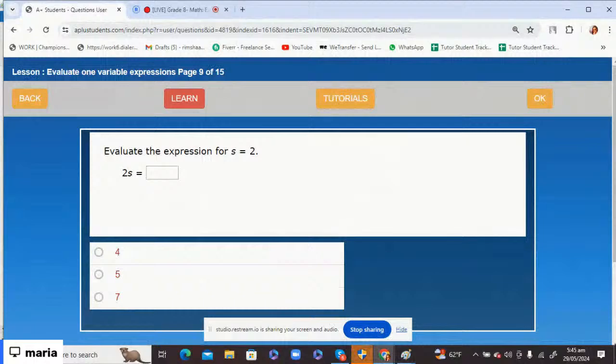All right, let's solve only this one. Then the rest of the questions you all solve by yourself. Evaluate the expression for s is equal to 2 and here is 2s. What does it mean? It's just simply multiplication. In place of s you are going to put 2 and then 2 times 2 is 4. So here is the 4.